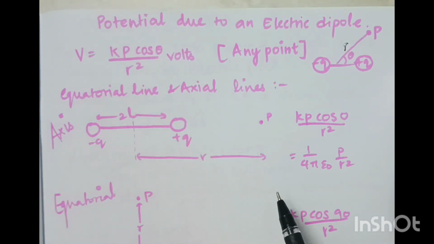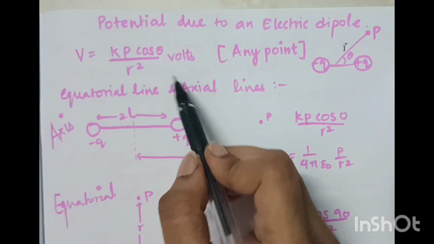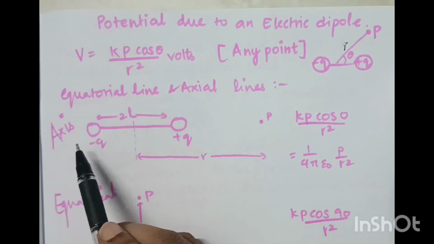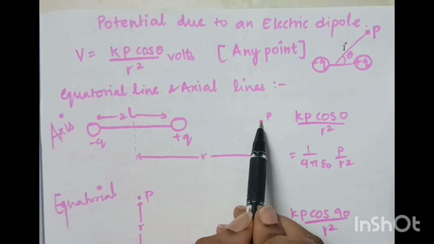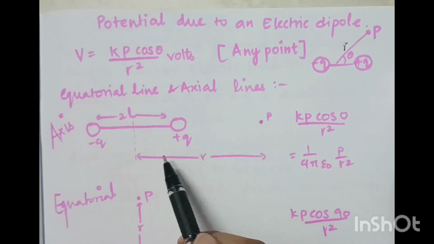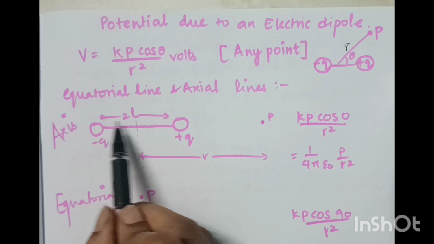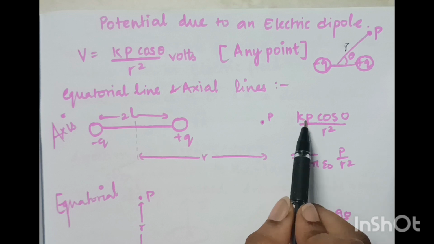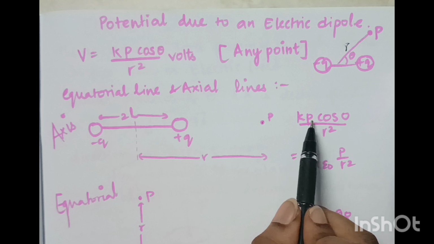So the general formula is V equals k p cos theta by r square. We are seeing only the results because it is enough for us. So V equals k p cos theta by r square volts. This is the general formula. Now we will see about the equatorial and axial line. First we will see the axis. This line is the axis, and this is the axial line. In the axial line we have a point P which is at a distance r from the center of the dipole. This is minus q, this is plus q, and they are separated by a distance 2l. So p is nothing but 2 into q into l. Here the p value is 2ql, and we are not separately writing it. Just remember that because it is the dipole moment.